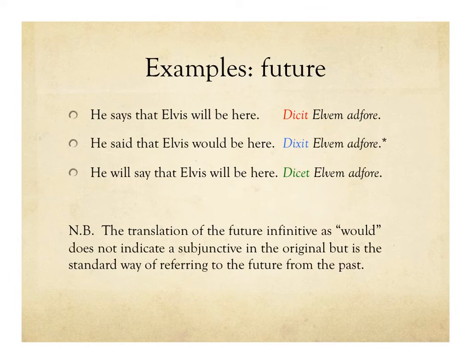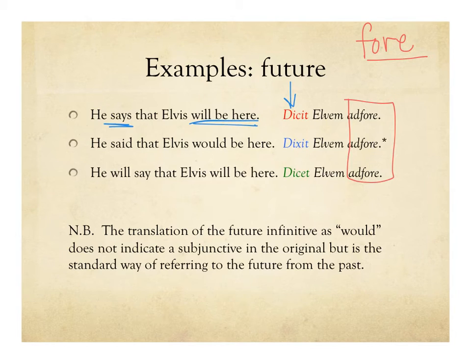And finally, the future. The important thing to know here for these infinitives is that sum has a special future infinitive. If you haven't already learned it, it's fore, and so adfore means will be. Okay, to be, about to be. So we'll do the exact same thing here. You can see we have different tenses of the verbs, but dicit Elvem adfore. He says right now, today, that Elvis will be here tomorrow.